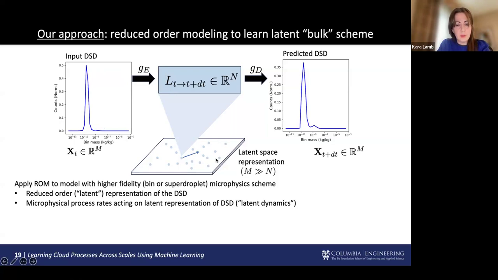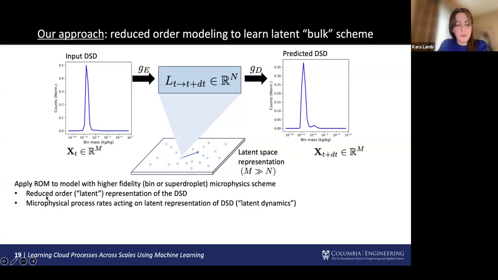And then within this lower dimensional or latent space representation, I'm also going to learn this collision coalescence process, how it would act on that particular representation of the droplet size distribution. And then I have another neural network, which is known as the decoder function, that's going to reconstruct the droplet size distribution after the collision coalescence process. This type of architecture can be trained by reducing the reconstruction loss between the predicted droplet size distribution at the next time step and the true droplet size distribution at the next time step.